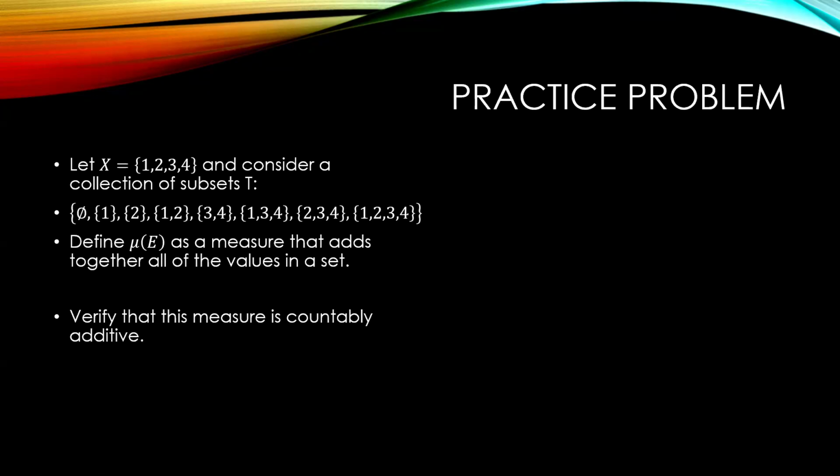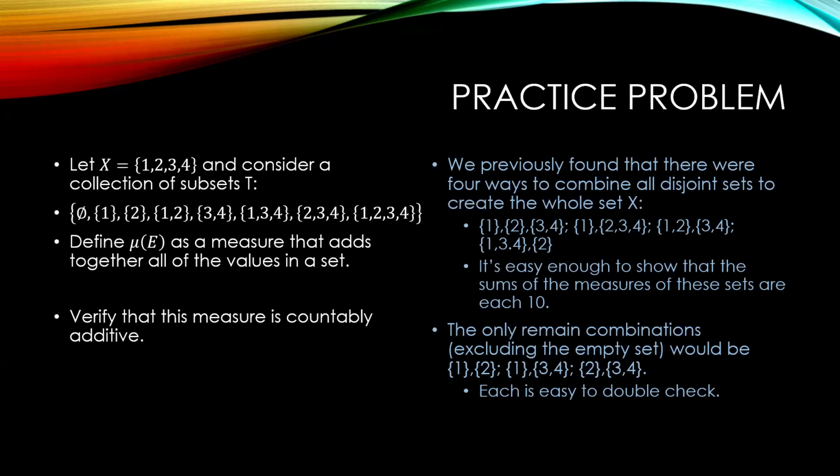Let's verify that this is countably additive. To verify that it's countably additive, we just have to show that we can take all of the pieces, or all of the disjoint sets, and add them together. And so if we take {1, 2, 3, 4}, or {1}, {2}, {3, 4}, or {1, 2} and {3, 4}, or {1, 3, 4} and {2}, well, all of those are going to give us a measure of 10 because we can add up all of the different values individually.